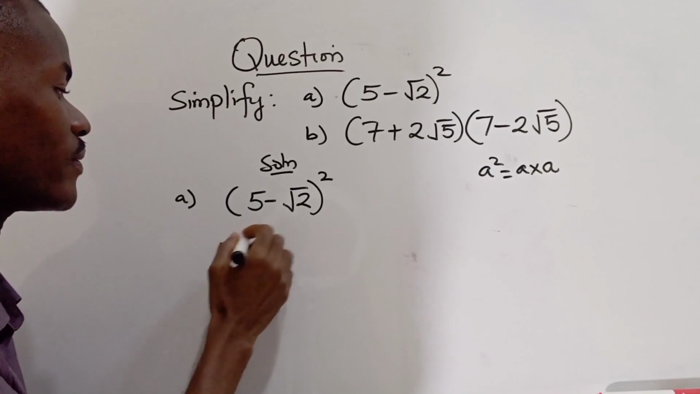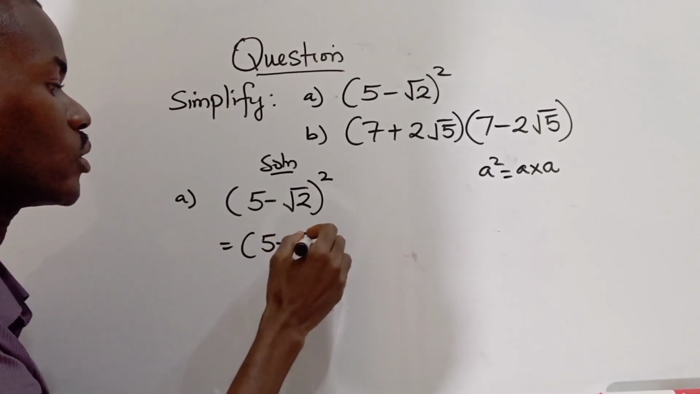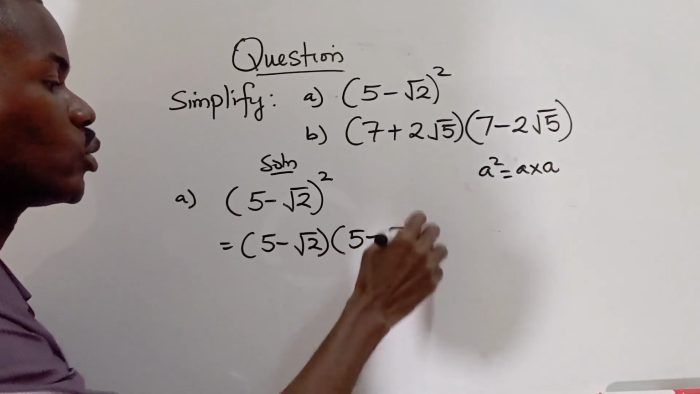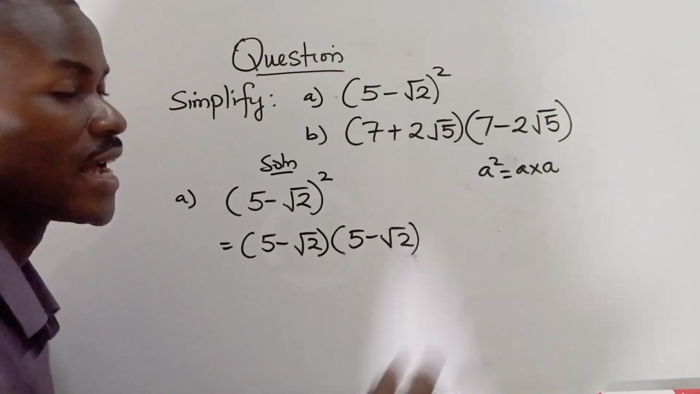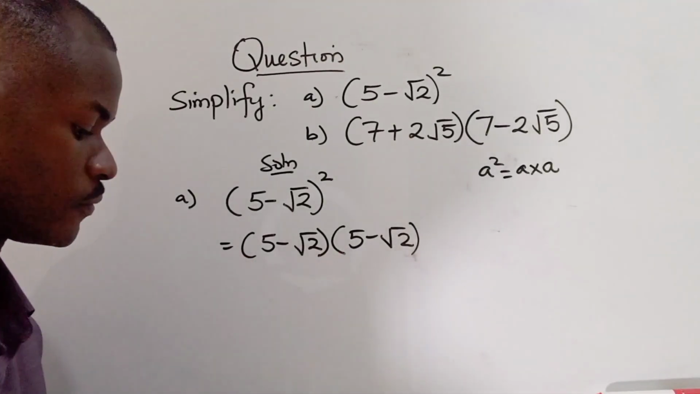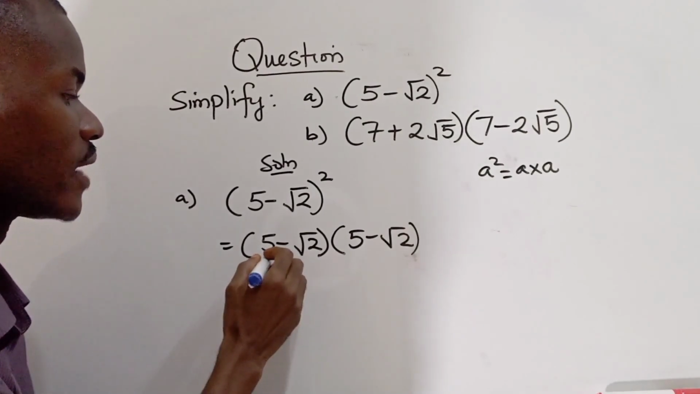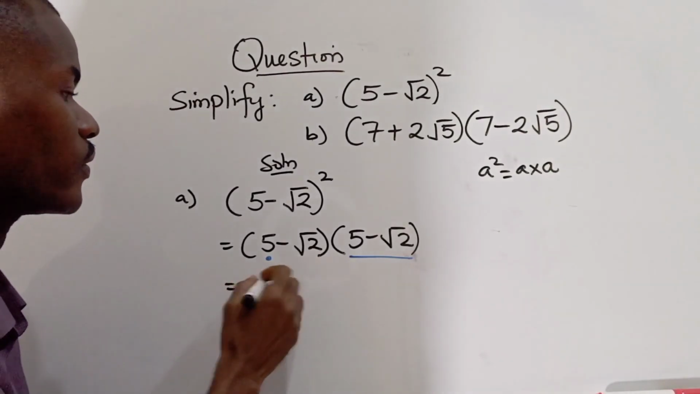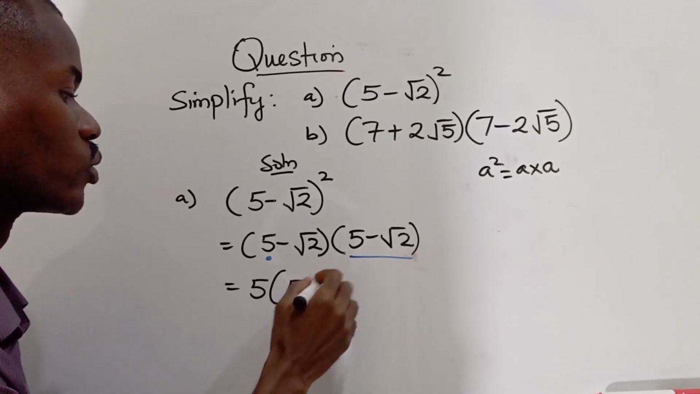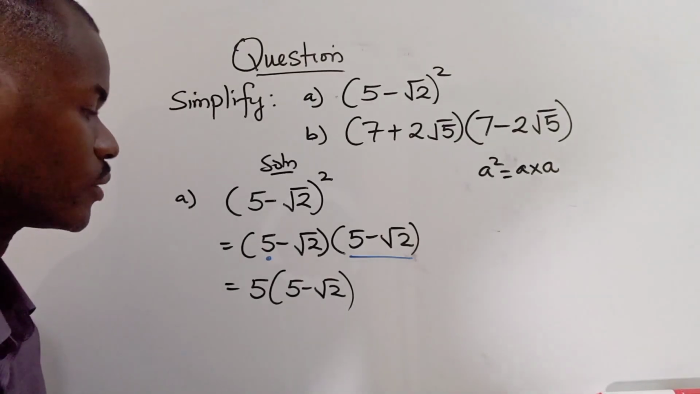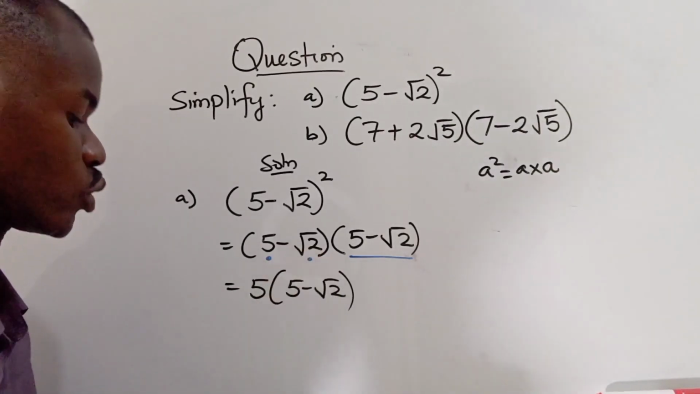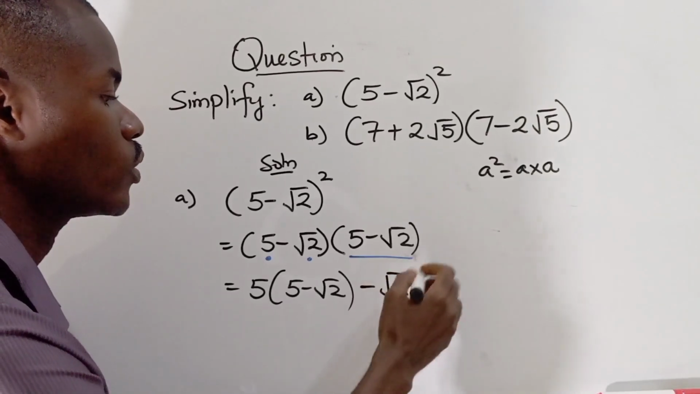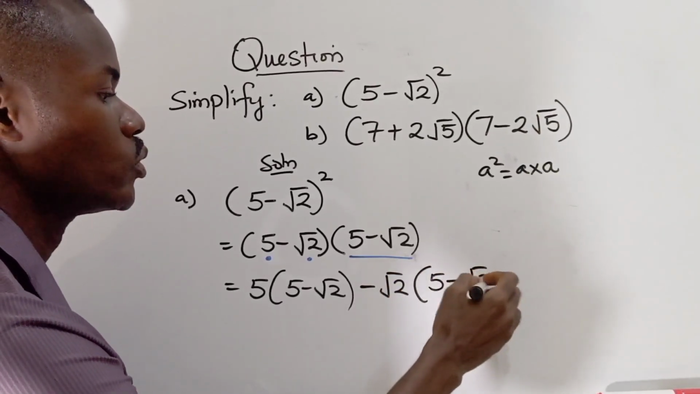So this means we have (5 minus square root of 2) times (5 minus the square root of 2), just like we have a multiplying itself. So all we need to do is use 5 to multiply this, so I'm going to write it like this: 5 multiplying (5 minus root 2), and we are going to use minus root 2 to multiply all this, so we have minus root 2 multiplying (5 minus root 2).